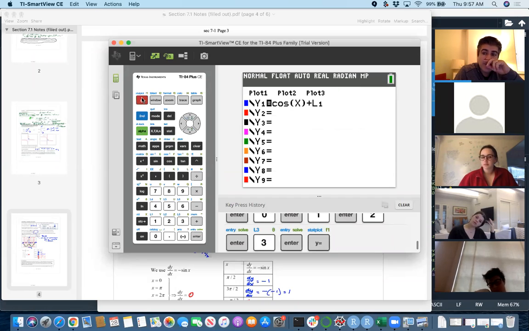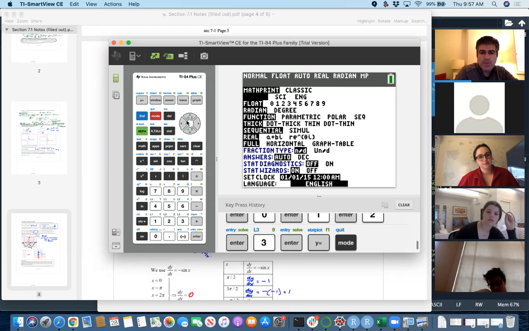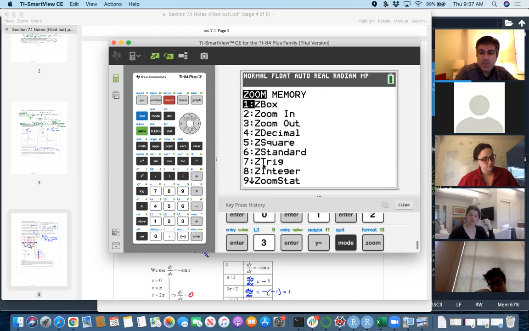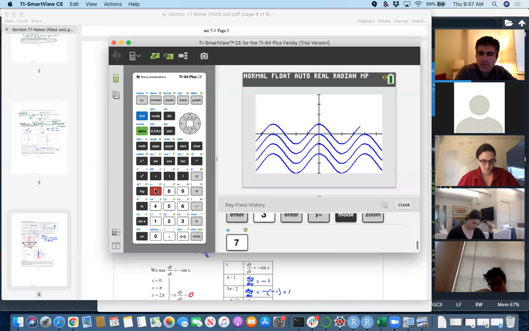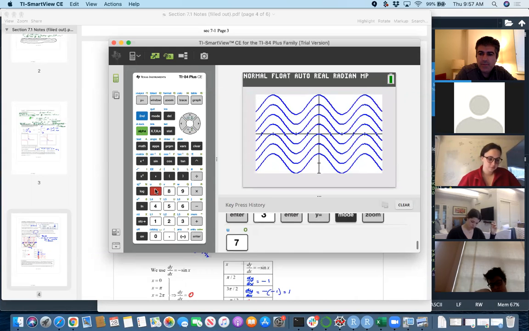So what the calculator is going to do now is graph 7 different functions: cosine x minus 3, cosine x minus 2, cosine x minus 1, cosine x plus 0, cosine x plus 1, cosine x plus 2, cosine x plus 3. Make sure your mode is in radian, which it is. Zoom, I like to do z trig. That way it goes from -2 pi to 2 pi for x and -4 to 4 for y. It's a good window for trig functions. So I'll pick option 7, and you see it does the graph. It looks like a pretty cool graph. So your graph should look like that.